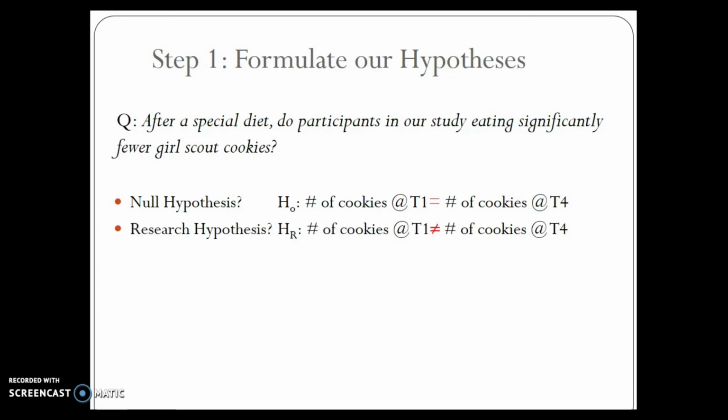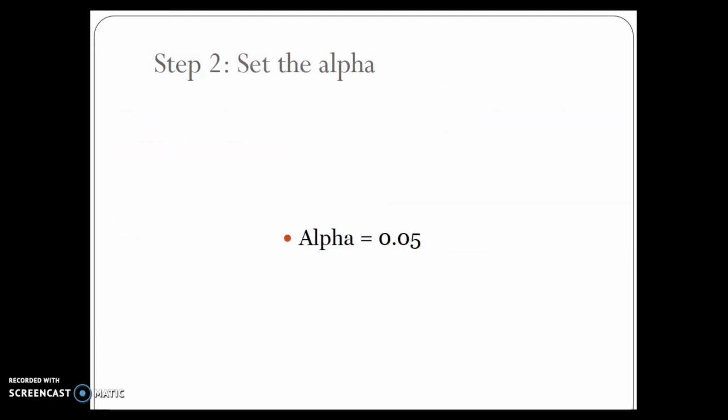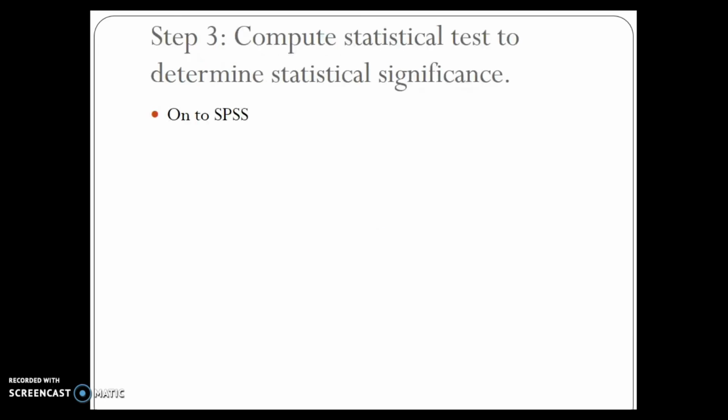Our research hypothesis is going to be, once again, a non-directional hypothesis. Even though I said fewer Girl Scout cookies up here, for simplicity's sake, we're going to ask whether the number of cookies at time 1 equals or does not equal, as a research hypothesis, the number of cookies eaten at time 4. Alright, step 1 is complete. We have step 2 now. Our alpha is 0.05. Step 3, we need to compute the appropriate statistical tests.